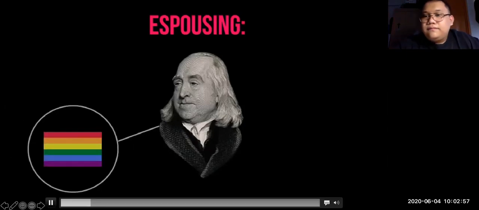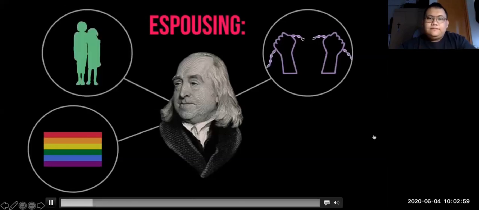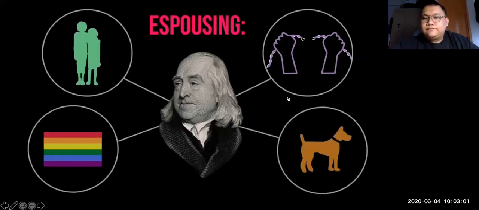Like gay rights, the end of slavery, the end of child labor, animal rights. He was a guy who was forward-thinking, and when it came time for his death, he didn't want to be buried. He wanted to be made into an auto icon.